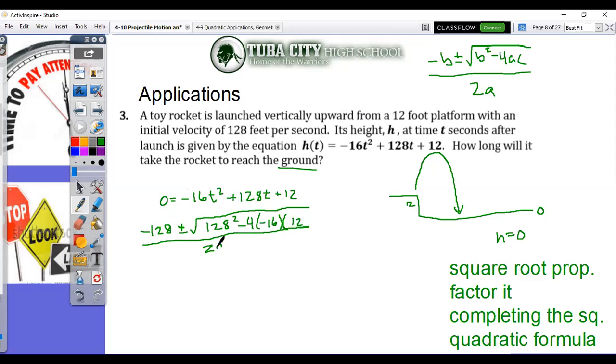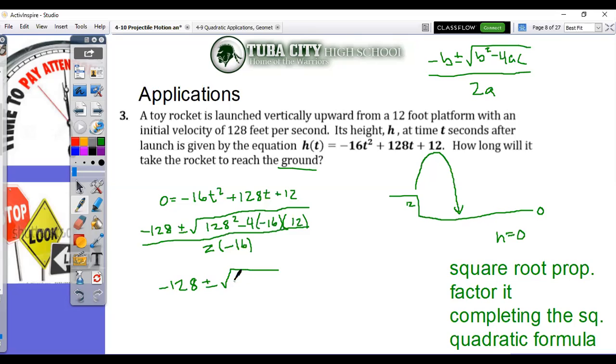Now we've worked with the quadratic formula in the past quite a bit, so I'm going to try to get through this a little bit quicker. I'm trying to be cognizant of the time because I don't want to be taking too long. So I'm going to go ahead and use my calculator, 128 squared. Okay, I got that. Now let's go ahead and do negative 4 times negative 16. Negative times negative is going to be positive, so that's going to be 4 times 16 times 12. I'm going to add those together here, and we get, all right, that's our discriminant. That's what it's called. It's called our discriminant.